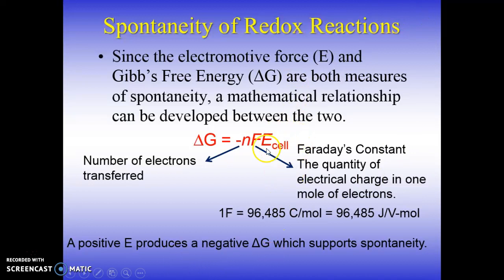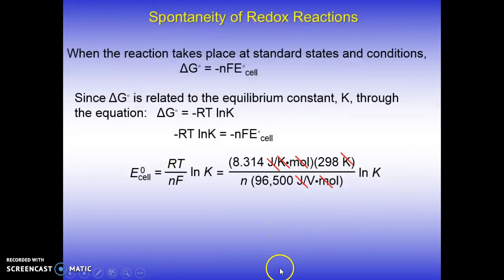So a positive voltage winds up with this negative sign here, giving you a negative delta G, which supports spontaneity. A negative voltage for the cell means delta G is not spontaneous because delta G winds up being positive. So there's the relationship between those two.